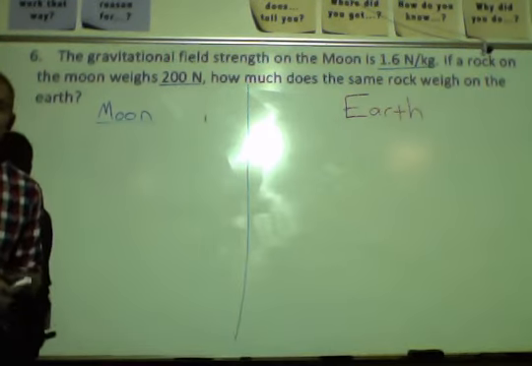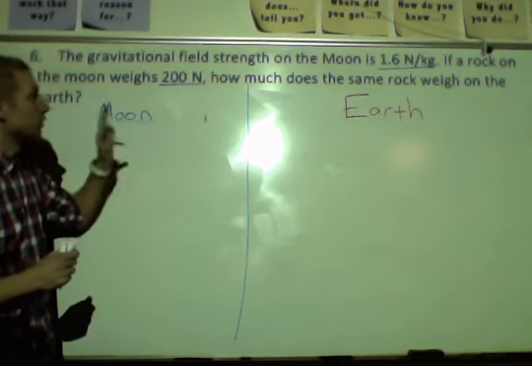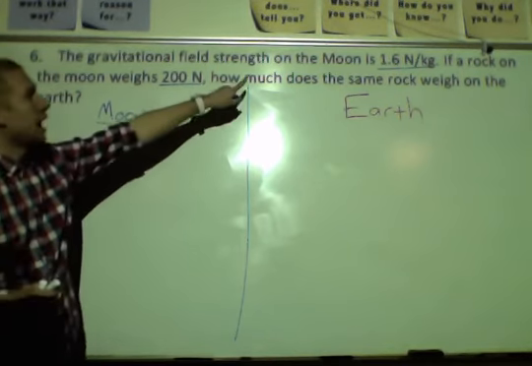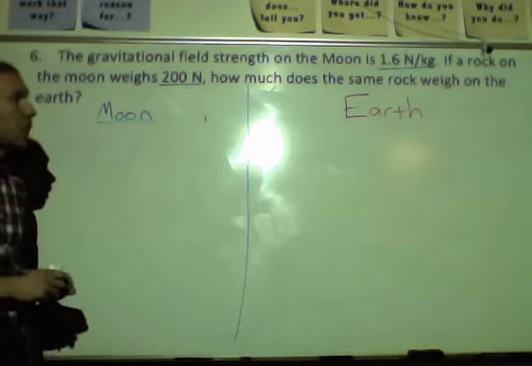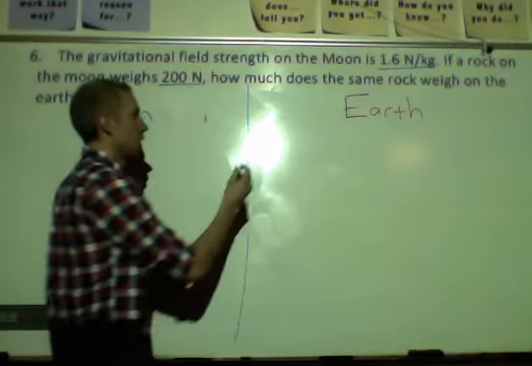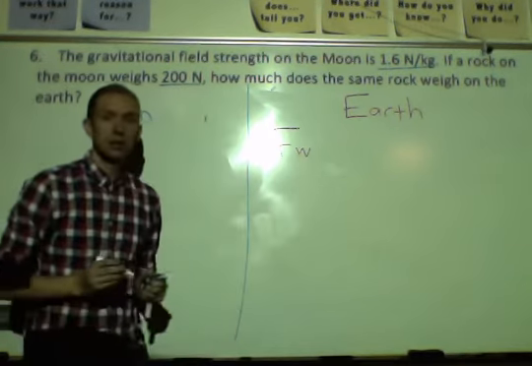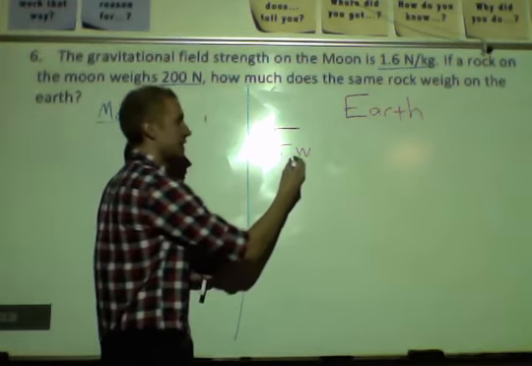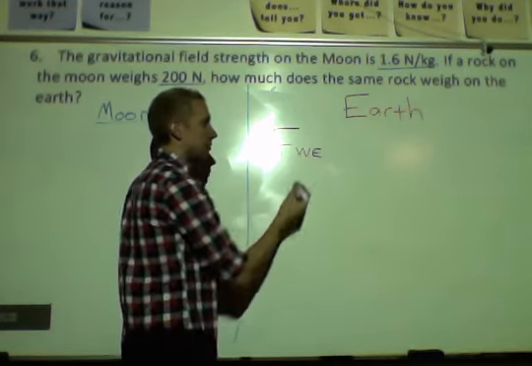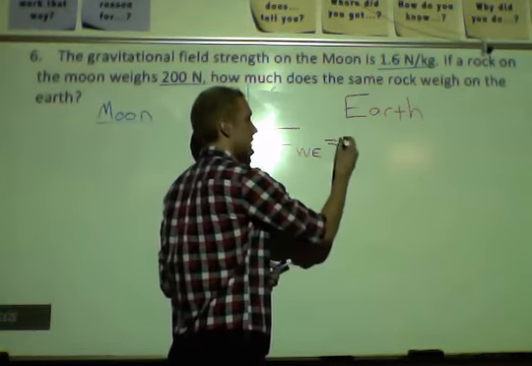All right, let's start with what we want to find. So the final question asks us, how much does the rock weigh on the Earth? So what we have to end up with is this weight. I'm going to add an E to that, so I remind myself I'm looking for the weight on the Earth. That's our final answer.